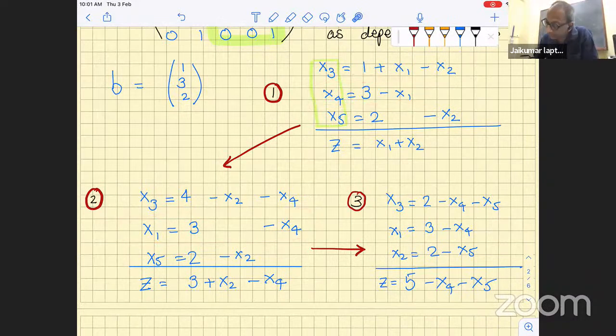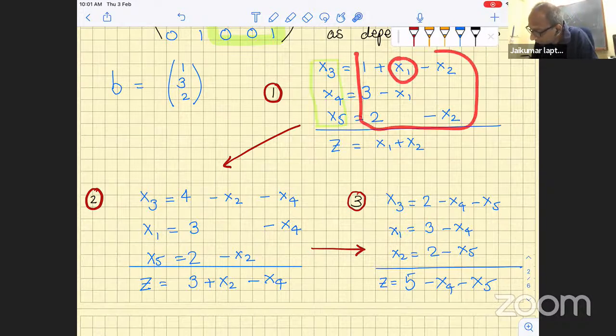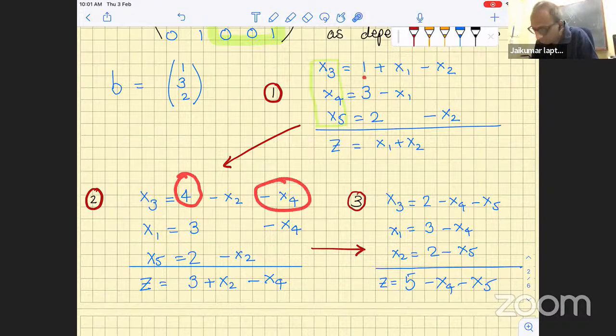Good. But dependent variables should not appear on the right-hand side at all. So this x1 also needs to be replaced by 3 minus x4. So if I substitute for this x1, 3 minus x4, I get 4, and that minus x4 shows up here.